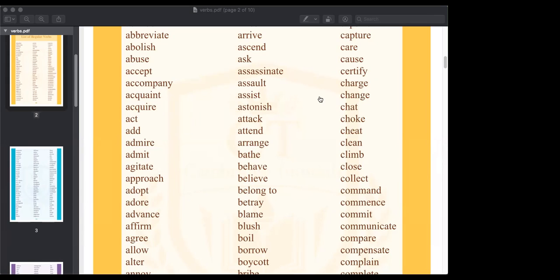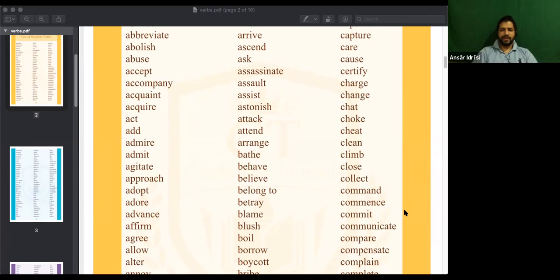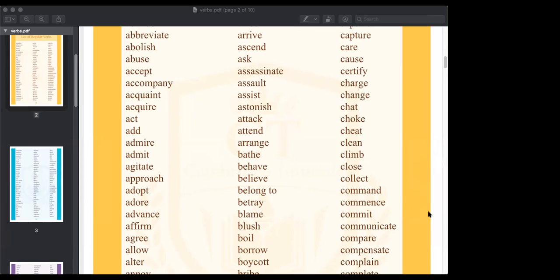She used to publish. Did she used to publish? She didn't used to publish. Publish. Good. Next. He used to chat. Did he used to chat? He didn't used to chat. Chat. Next. He used to admire. Did he used to admire? He didn't used to admire.